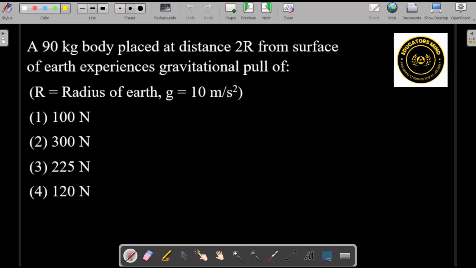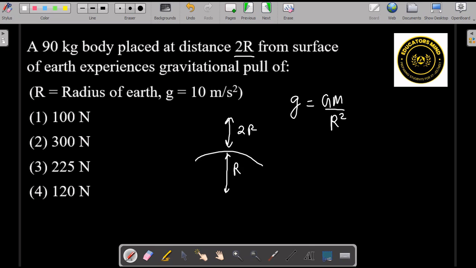Next question: a 90 kg body placed at a distance of 2R from the surface of Earth experiences a gravitational pull of... So we know g is equal to GM by r square. Now they are saying that from the surface of Earth this height is 2R and this radius is R, right?